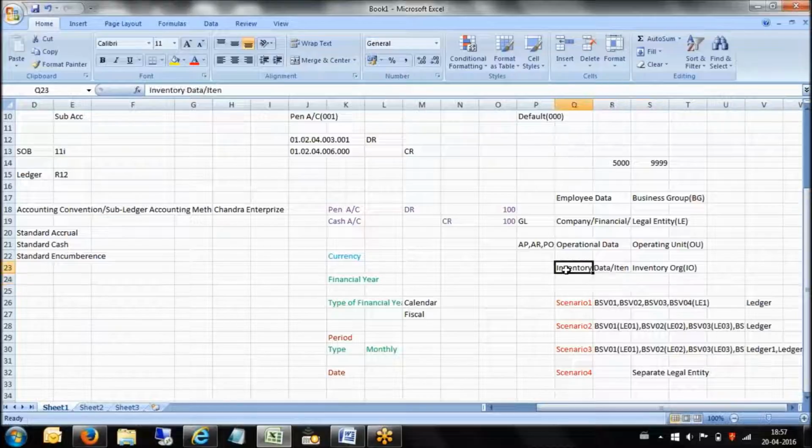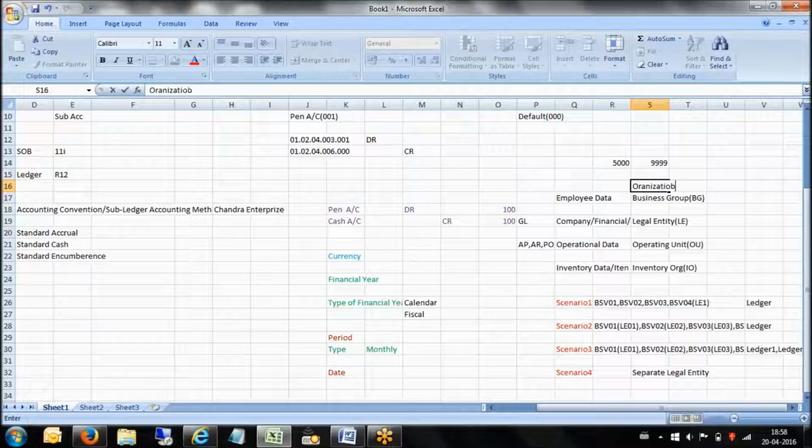So whenever you need to secure your items, you need to define the inventory org. There may be one big warehouse called the master inventory org, and there are child warehouses or small warehouses, called child orgs or subinventories. So this is how you secure your transaction data or operational data. As a whole we call it organizational data.